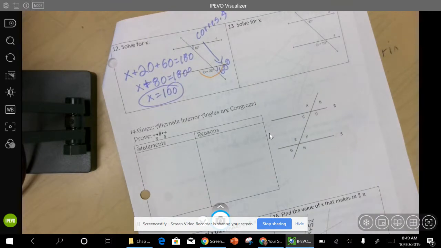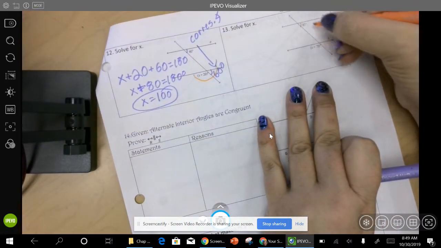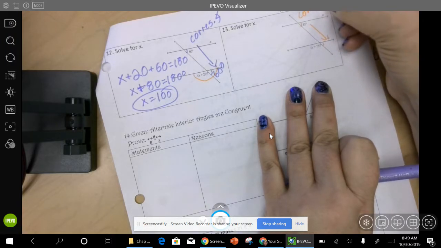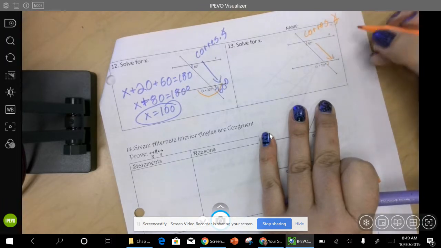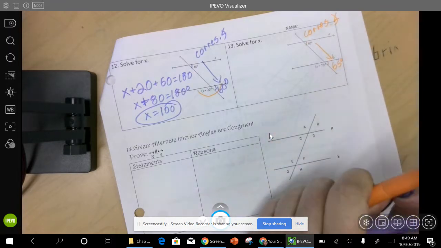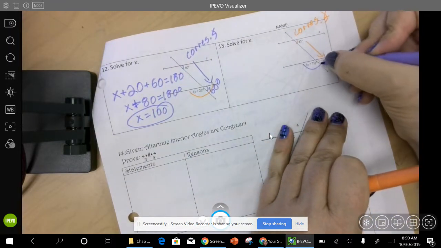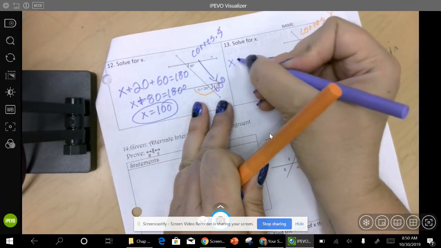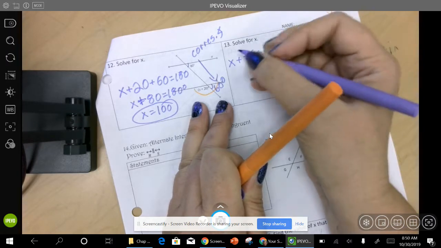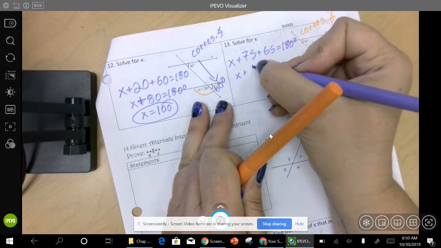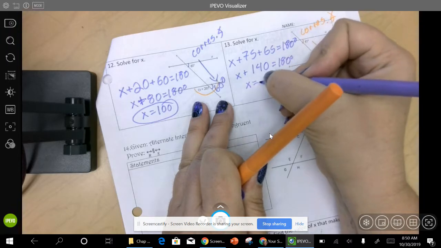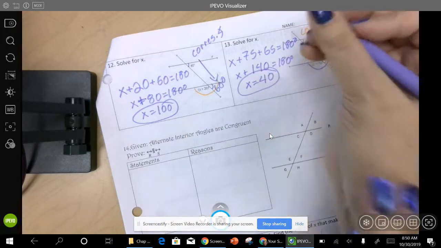Okay, this one, same thing again. So solve for x. I'm going to use my corresponding angle. So I'm going to slide it down. Same side, skip one. So if that's 65, both those angles are 65. This is a linear pair again. So same thing. x plus 75 plus 65 is equal to 180. 75 plus 65 is 140. Subtract 140 from each side. We get x is equal to 40.